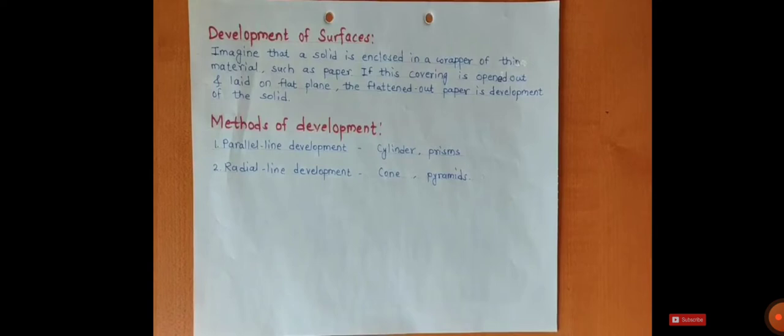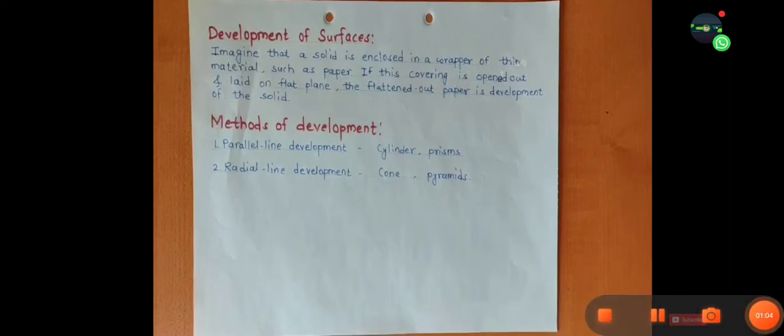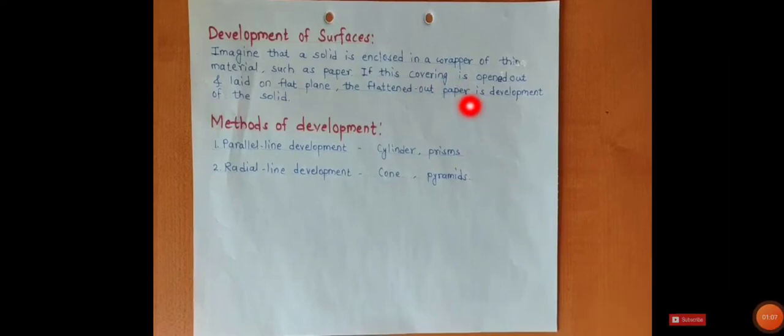So what is development of surfaces actually? Imagine a solid. The solids you will be doing are cylinder, prism, pyramid and cone, etc. Whatever may be the solid, imagine that it is enclosed in a wrapper of thin material such as paper. If this covering is opened out and laid on a flat plane, the flattened-out paper is called the development of the solid.